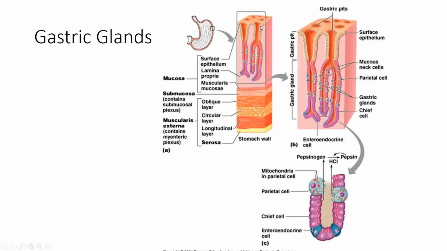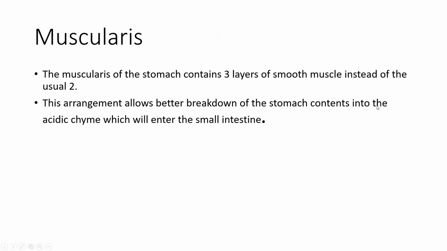So here's what the pits look like. These are the pits with the glands inside here. Mucus glands, parietal cell glands, gastric glands, chief cells in here. And we line the walls of the stomach with this. And we've already said this, we have three layers.